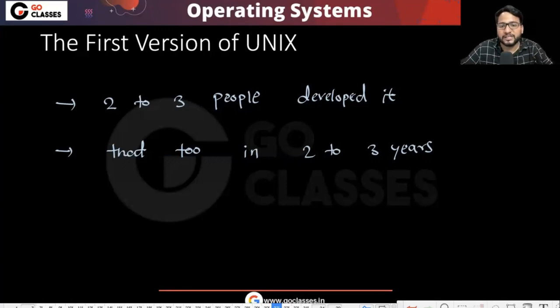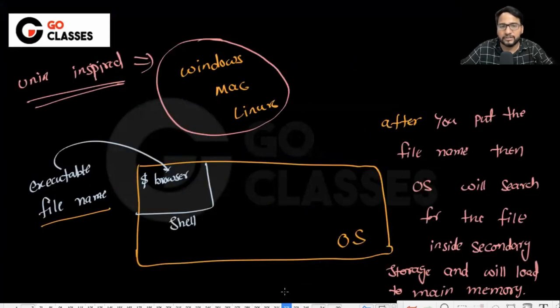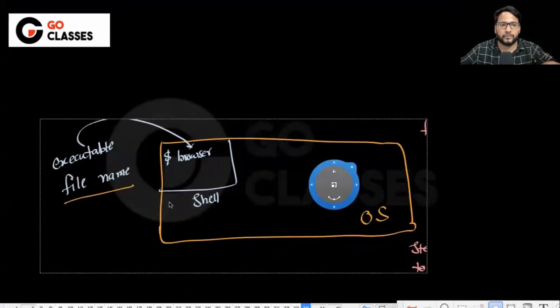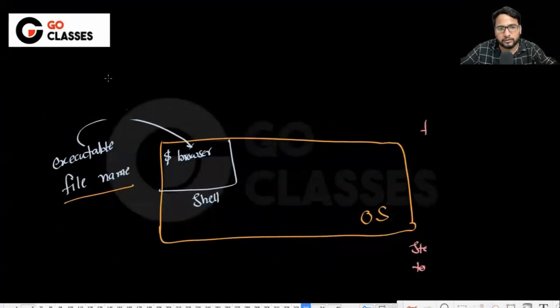Basically, this is the very first version of Unix where they said, you can tell me which file to run, or which particular executable file you want me to run, and then I will run this. So let me just explain this in more detail. This is what the very first version of Unix was saying.